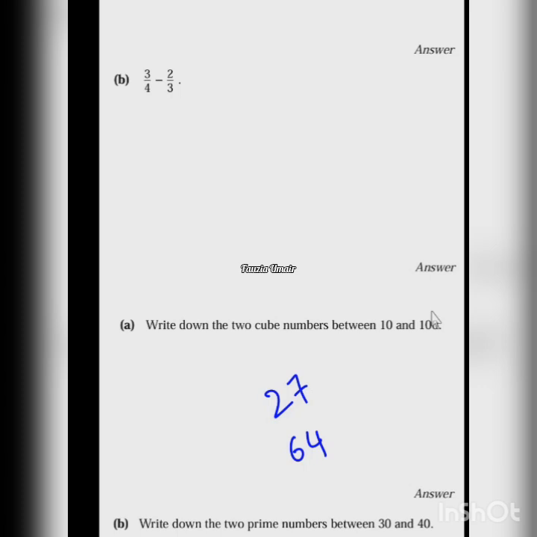Any other? 8 is not between 10 and 100. There is no other, only two. 5 cubed would be 125.